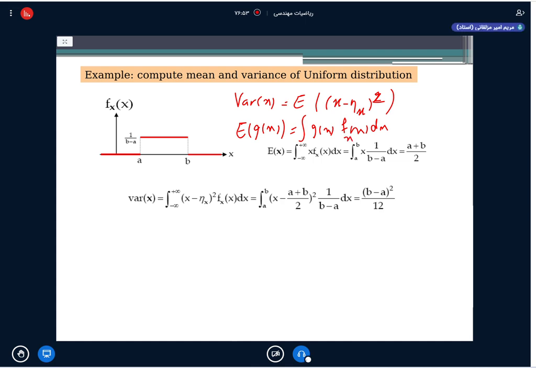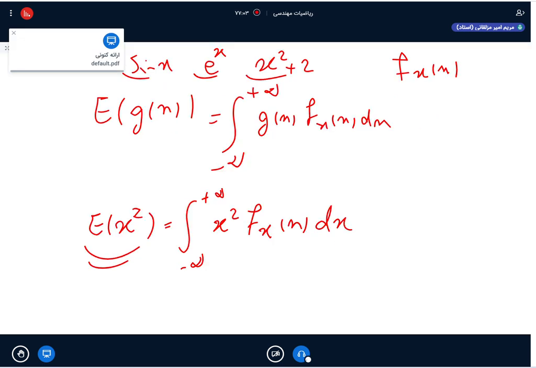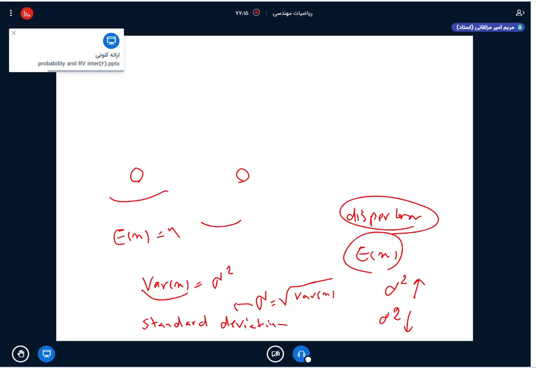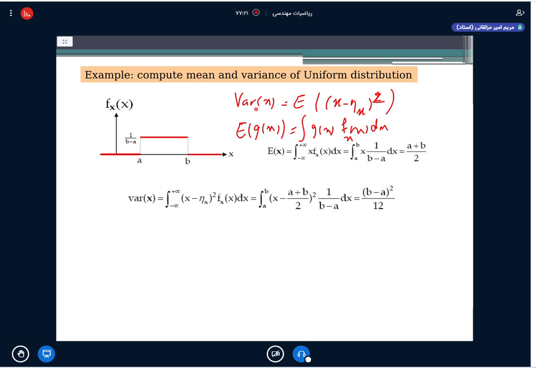Previously, we discussed this. We said that if we want to compute the expectation of any function of x, it's enough to multiply that function g(x) by the PDF and integrate. Here we use these properties. And we know that to compute the variance of x, which is equal to the expectation of this, it's enough to compute this integral.